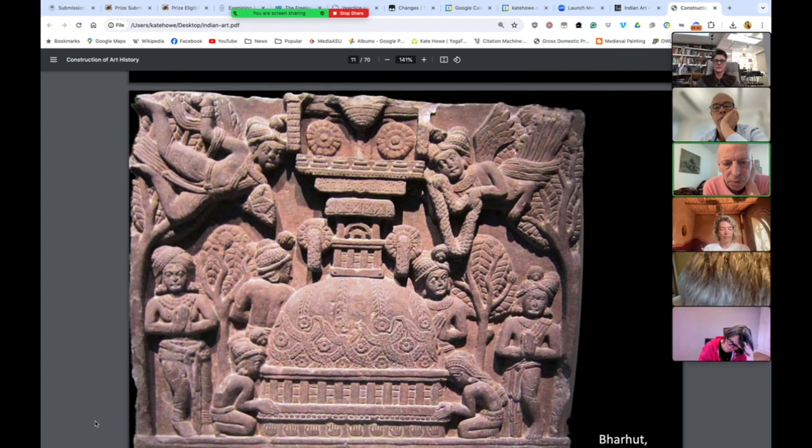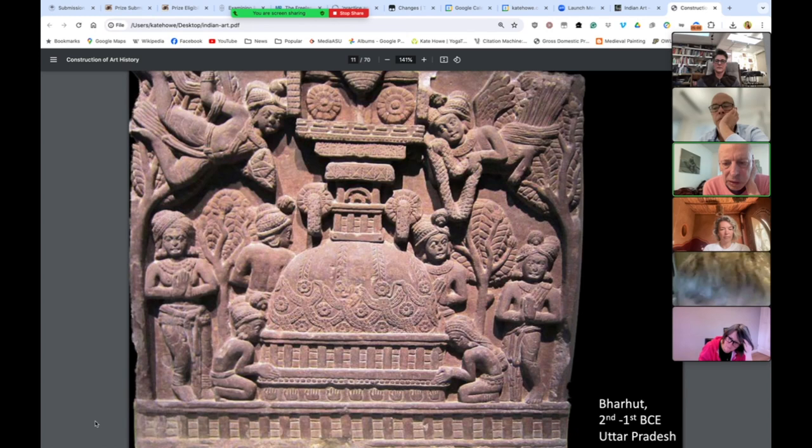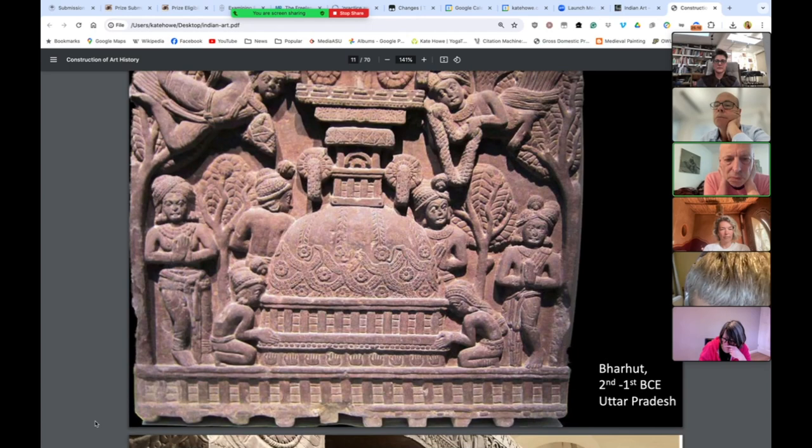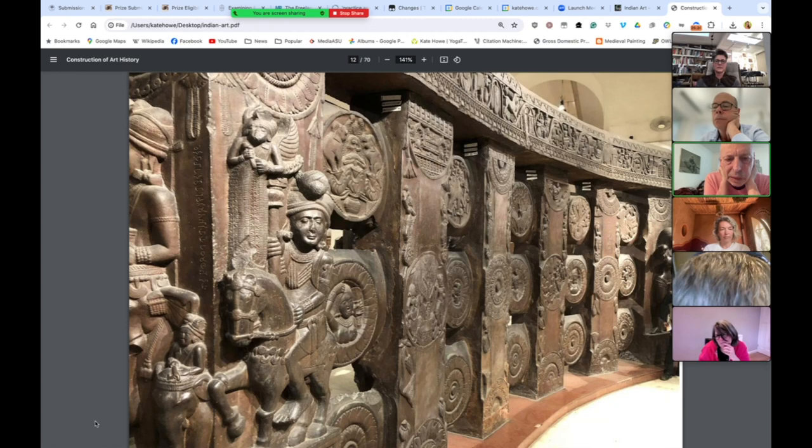This is a stupa at Bharhut. This is Shunga period. This is in UP, Uttar Pradesh. So again, the miniature stupa. This is, again, Shunga. This is the surround of the stupa. So you get these abstractions, these circles, almost like coins.